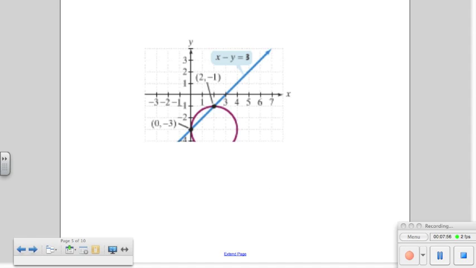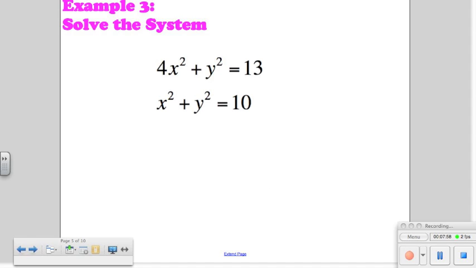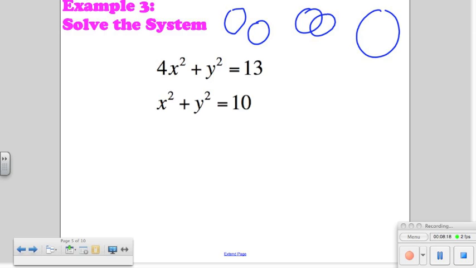Let's look at another one. 4x squared plus y squared equals 13, and x squared plus y squared equals 10. Now these are both circles. So we have 2 circles here. Now, 2 circles, they might not cross at all. They could cross in 2 spots. Or, depending on what they look like, they might cross in 4 spots. So now we could have no solution, 2 solutions, 4 solutions. Can you think of a time where it would just cross once? We might even only have 1 solution. Lots of options here.